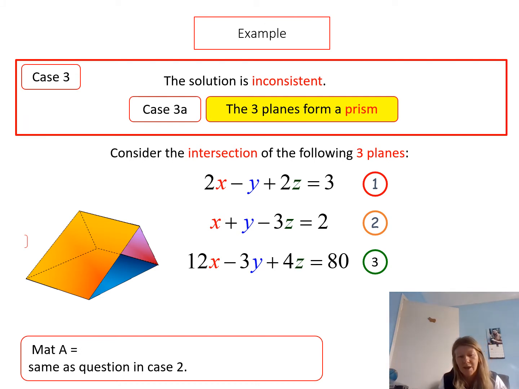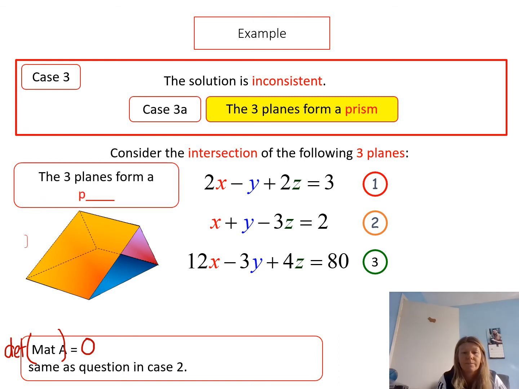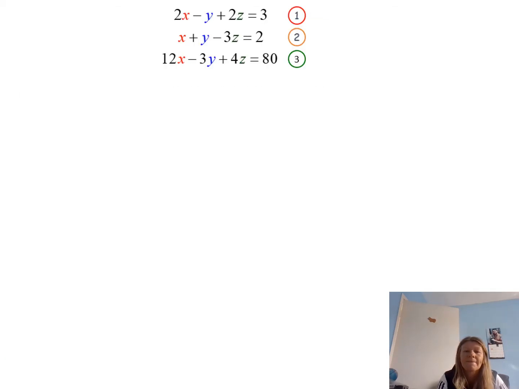So it's in matrix A. You can check it on your calculator if you want to put it in. So mat A equals whatever. So det of mat A will equal 0, same as in question 2. You can check that again if you don't like the idea of it. And these 3 planes form a prism, a triangular prism, or just prism.